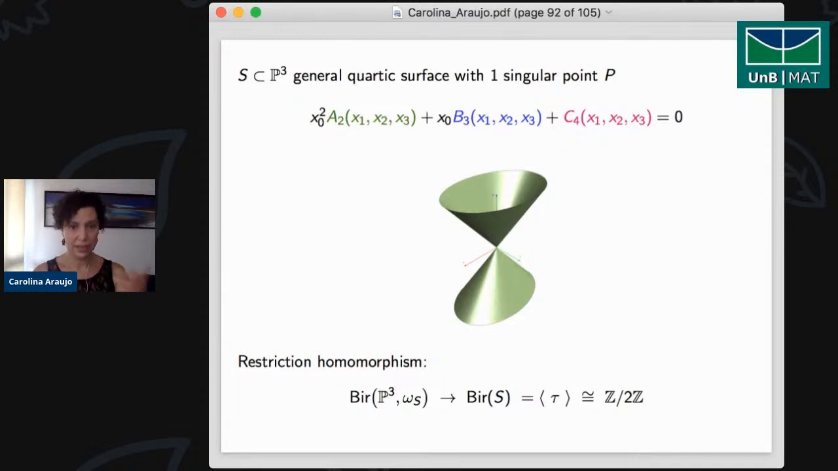So if you look at the formula that defines the surface, you see that if you give me any, say, generic x1, x2, and x3, I can just solve this equation in x naught, and I will have, in general, two solutions. So there is an involution of the surface that switches these two solutions. This birational involution is called tau. And it's not hard to show that the group of birational self-maps of the surface is just generated by tau. So this is a cyclic group of order 2.